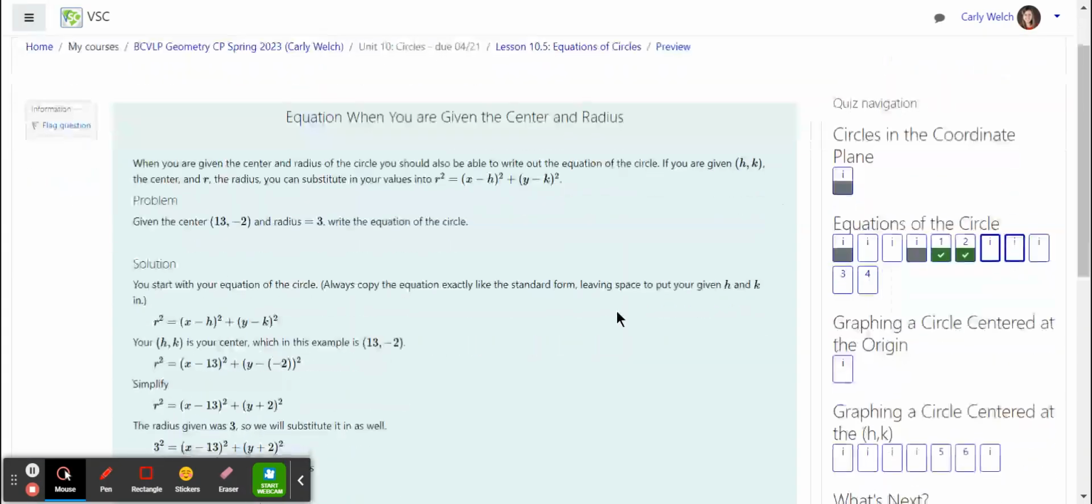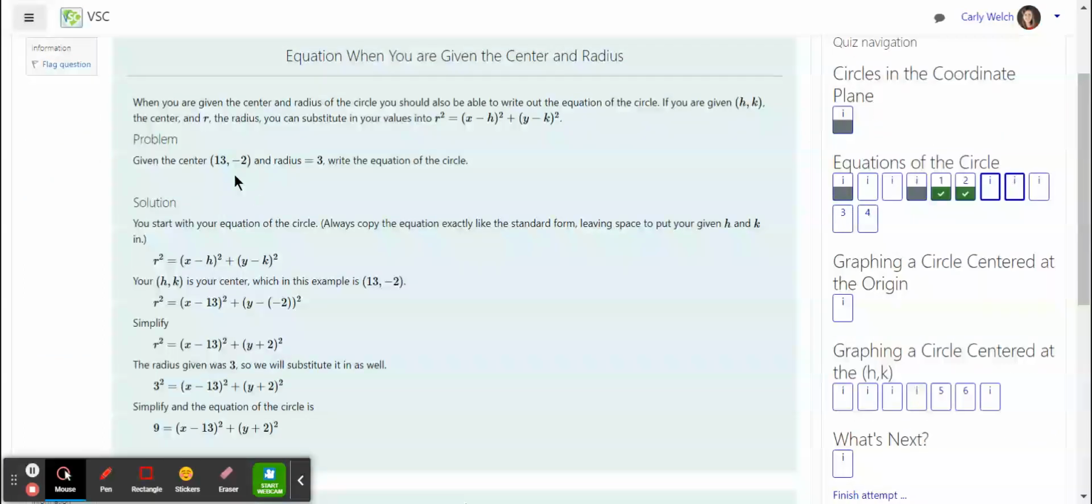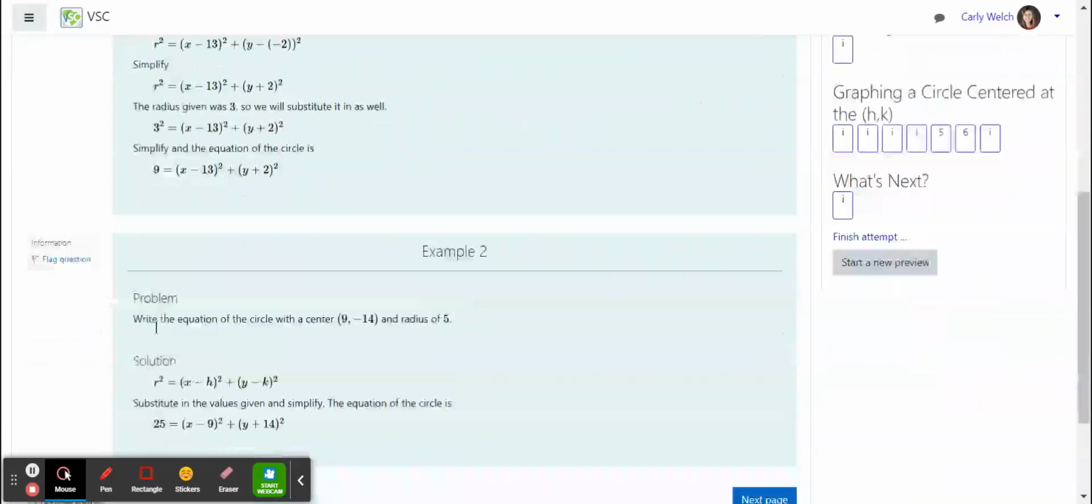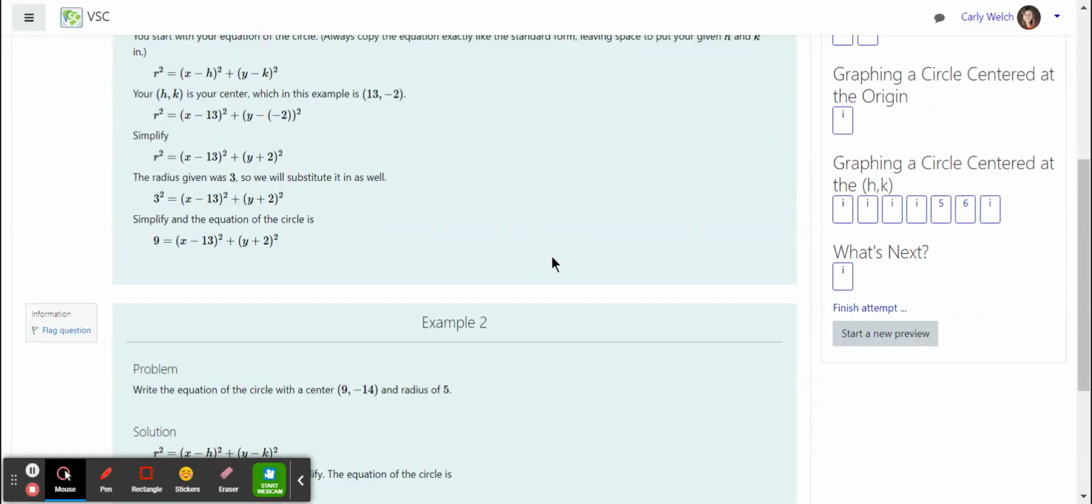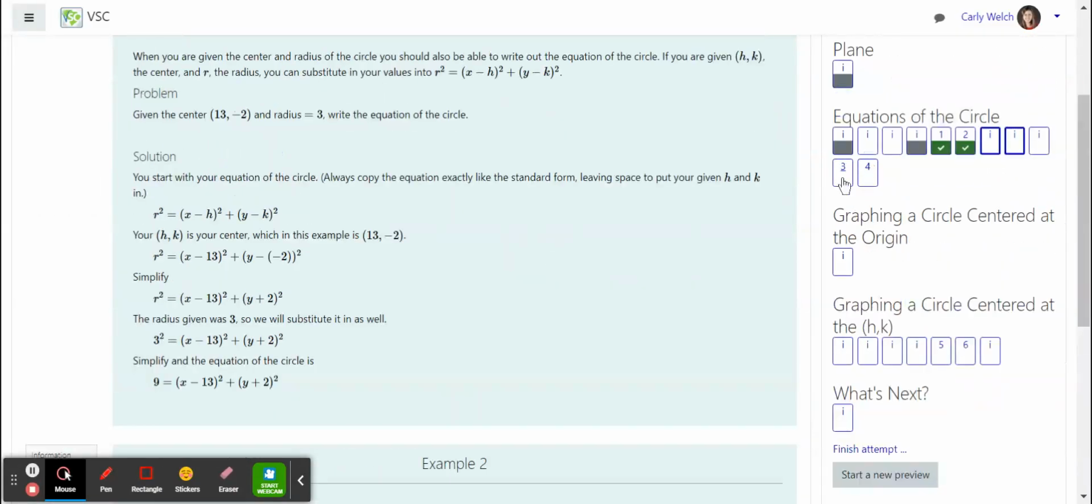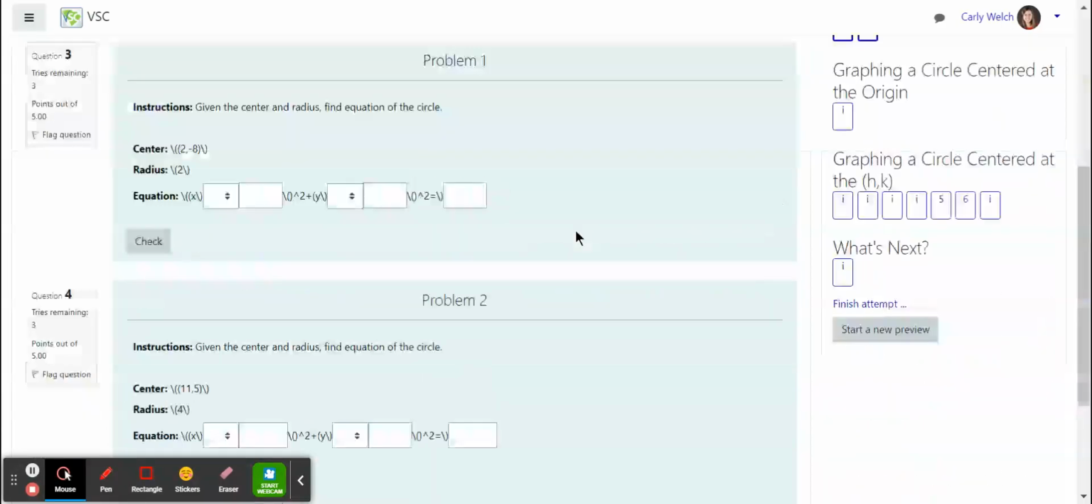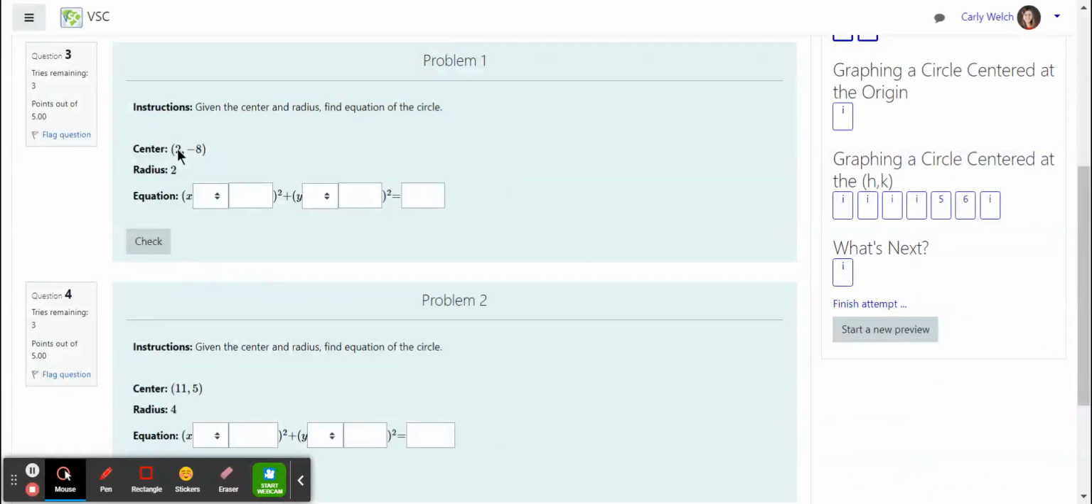All right, so then writing the equation when you're given the center and the radius. So 13, negative 2 becomes x minus 13, y minus a negative, which becomes plus. And then the radius is 3. 3 squared would be 9. All right, so a couple of other examples if you want to look at those. But I'm going to jump straight to number 3. So positive 2 becomes minus 2. And minus becomes positive 8. And 2 squared, 2 times 2 is 4.